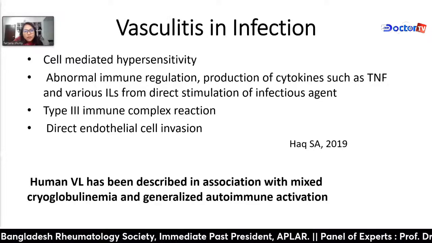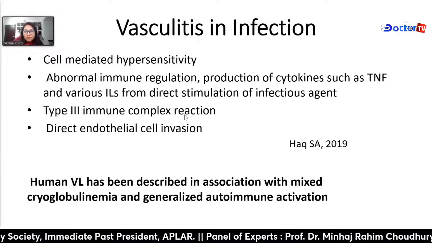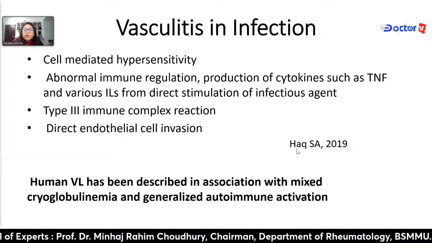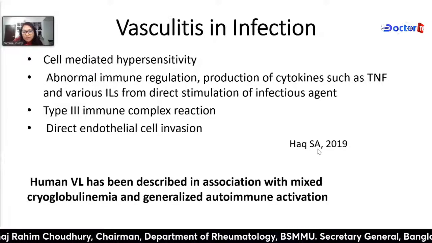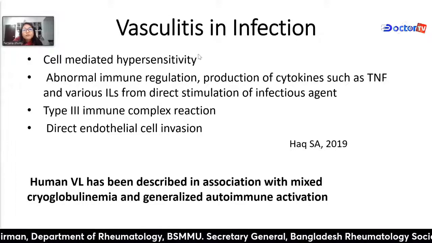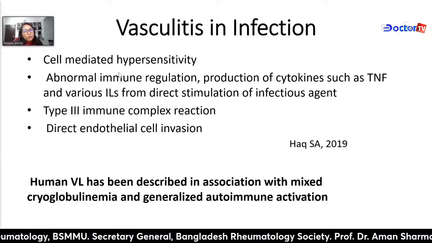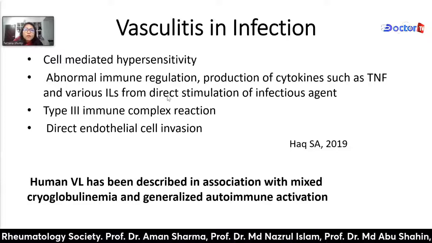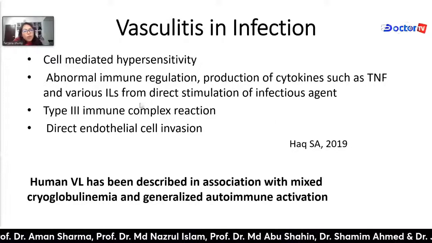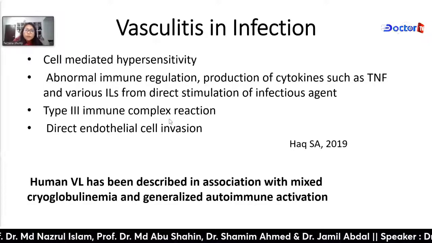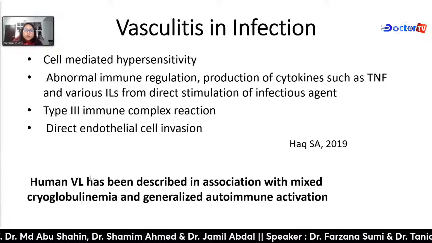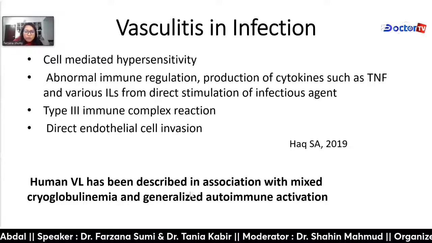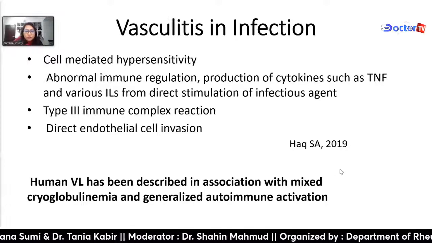So, vasculitis in infection. I want to mention that I have taken these references from a review article written by our respected teacher, respected professor Syed Atiqul, published in the International Journal of Rheumatology in 2019. Vasculitis in infection has been described by several mechanisms like cell-mediated hypersensitivity, abnormal immune regulation, production of cytokines such as TNF and various interleukins from direct stimulation by the infectious agent, type 3 immune complex reaction, and direct endothelial invasion. But in human visceral leishmaniasis, it has been described in vitro that it could be associated with mixed cryoglobulinemia and generalized autoimmune activation.